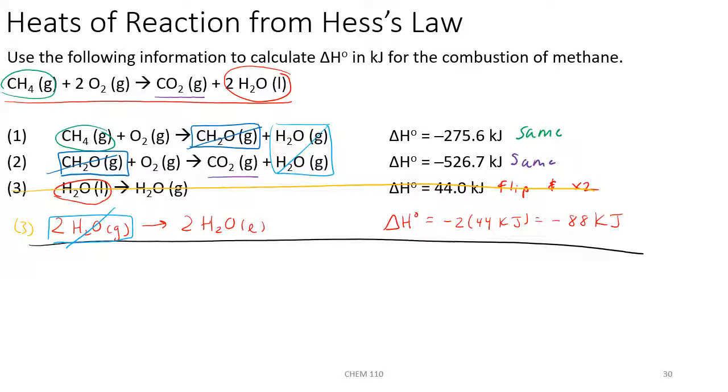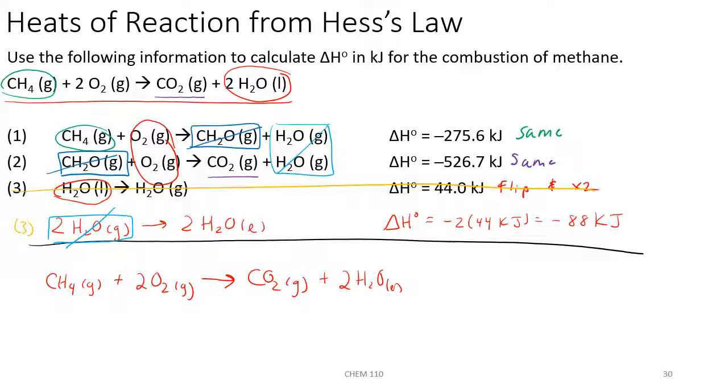And what we're left with should be our equation at the top. We have 1 mole of CH4, and that's a gas. We have 2 moles of O2 gas, one in equation 1 and one in equation 2. Our products, we have 1 mole of CO2 gas, and we have 2 moles of liquid H2O. So everything cancels that we wanted it to.